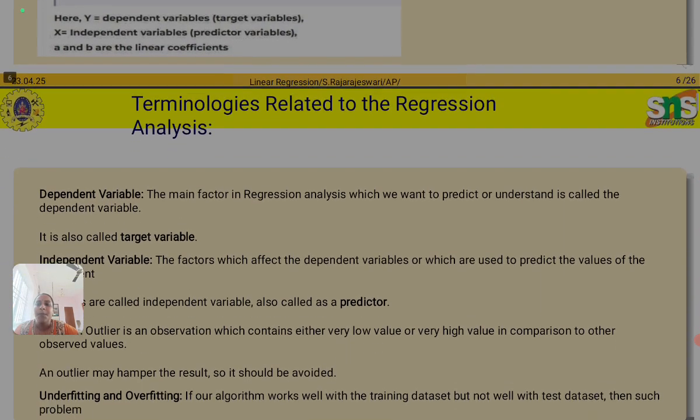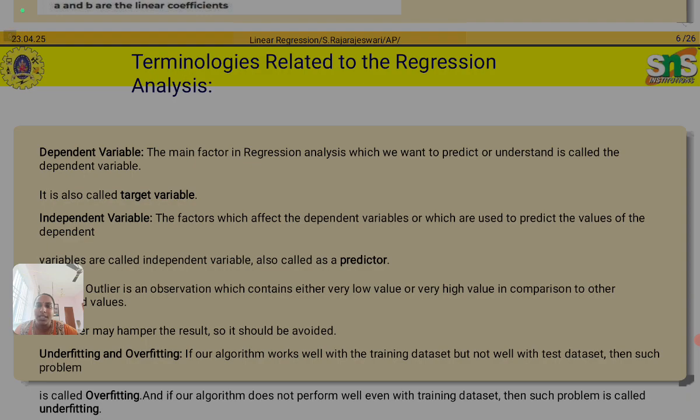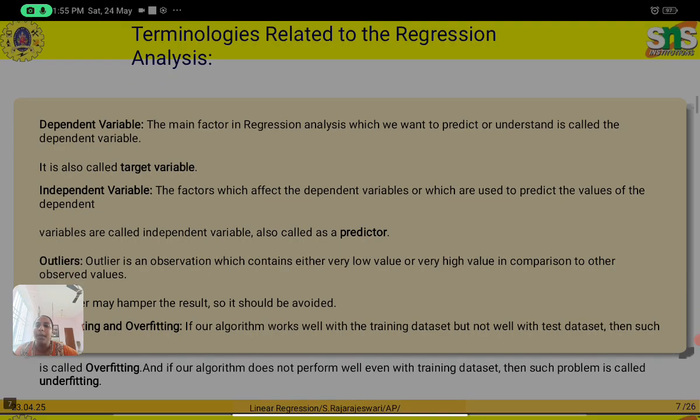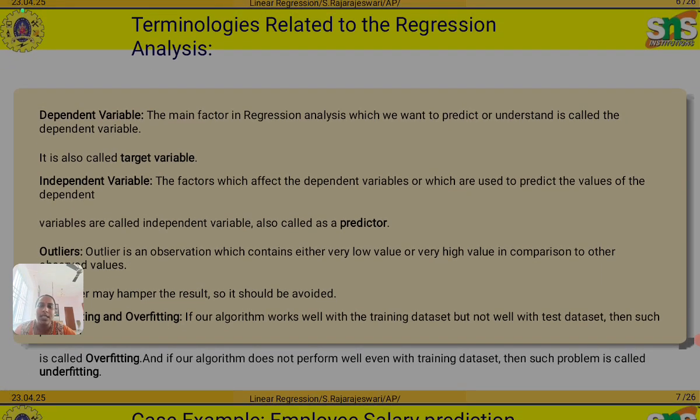And the next thing is terminologies related to regression analysis. That is, dependent variables. The main factor in regression analysis which we want to predict or understand is called the dependent variable. It is also called the target variable. Independent variables are the factors which affect the dependent variable or which are used to predict the values of the dependent variable, and they are also called predictors.